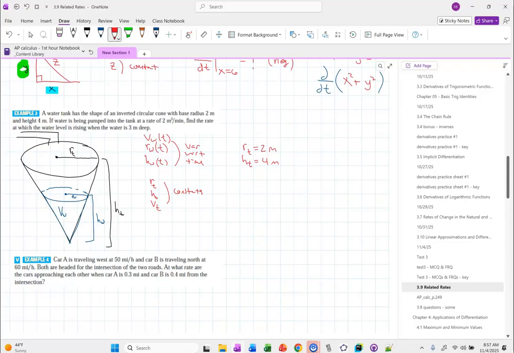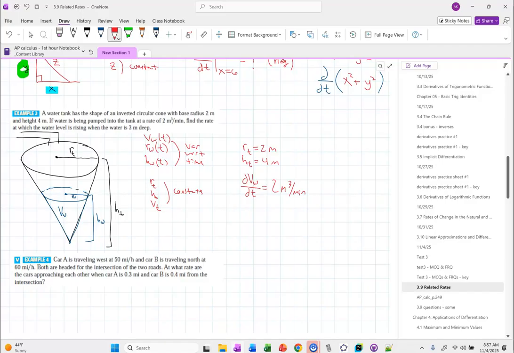Okay. If water is being pumped into the tank at a rate of 2 cubic meters per minute, what type of quantity is that? It's a rate, so what type of name is it going to get? It's going to get a derivative for a name. What should be the name of that derivative? dV, and I'm going to add a subscript W, just so we're clear that that's the volume of the water.